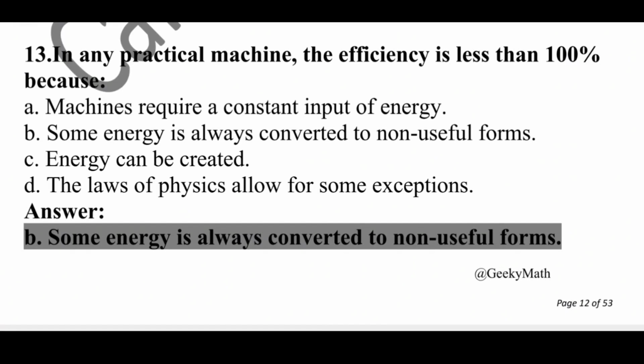Question number 13. In any practical machine, the efficiency is less than 100% because option A, machines require constant input of energy. Option B, some energy is always converted to non-useful forms. Option C, energy can be created. Option D, the laws of physics allow for some exceptions. So the correct option is B. Some energy is always converted to non-useful forms.